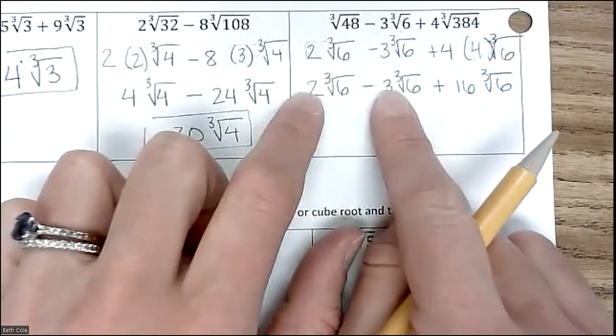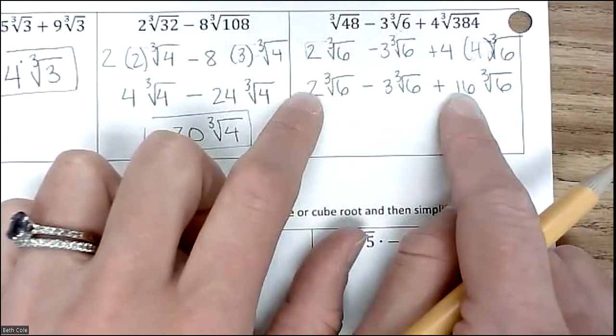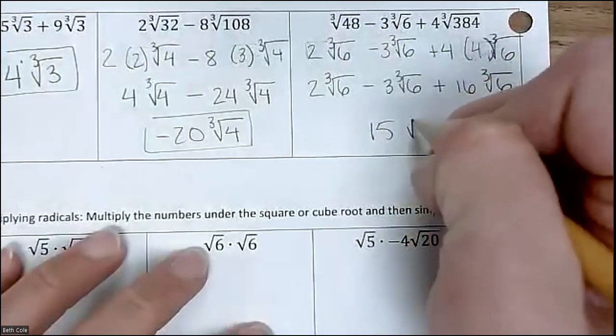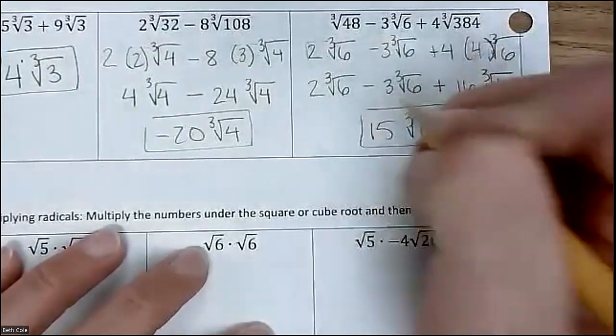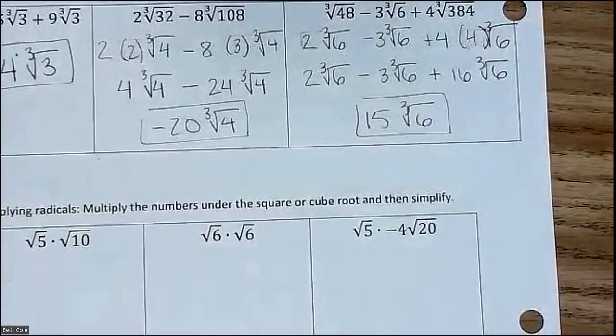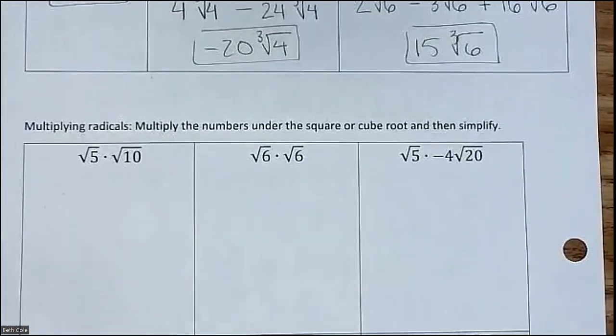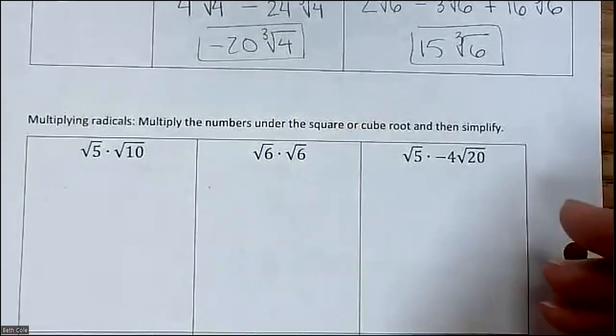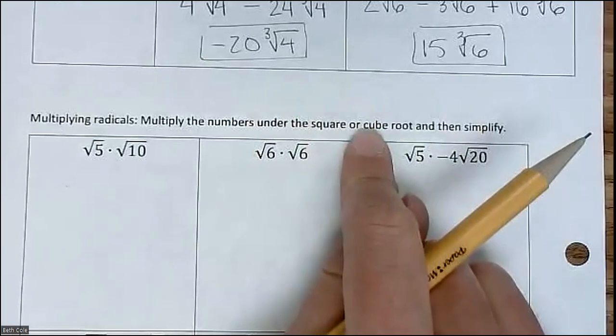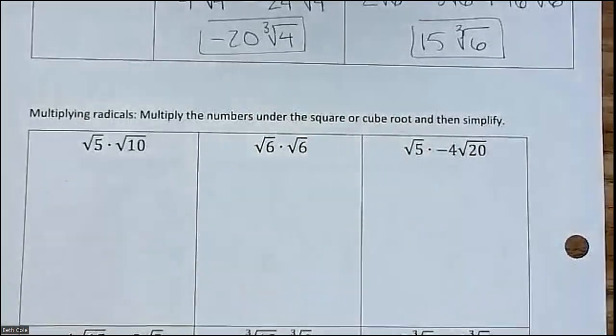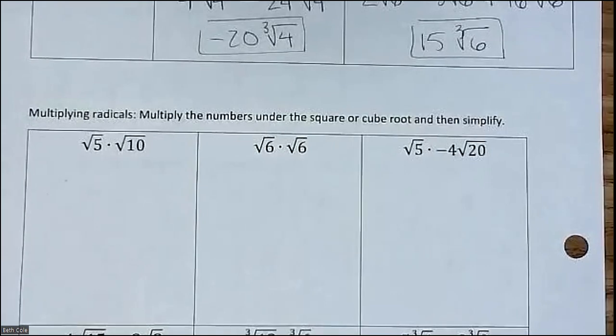Are you there with me? Negative 1 plus 16 will be 15 cube root of 6. So that's your adding and subtracting. The last part, and I'm just going to keep going so we can be finished, okay? The last part is multiplying. So look. You're going to multiply the numbers that are underneath the square root or cube root and then simplify it. So you multiply the numbers outside and then you multiply the numbers inside.